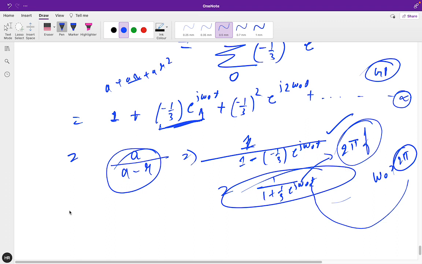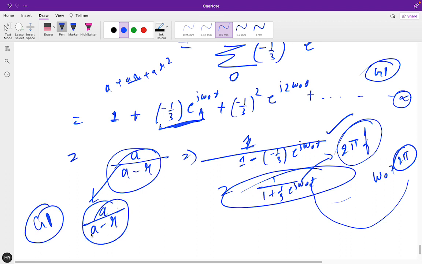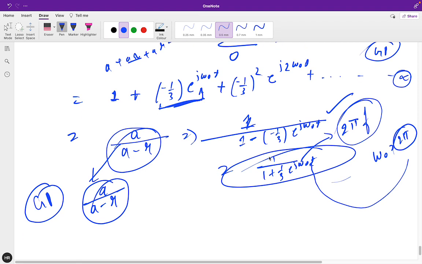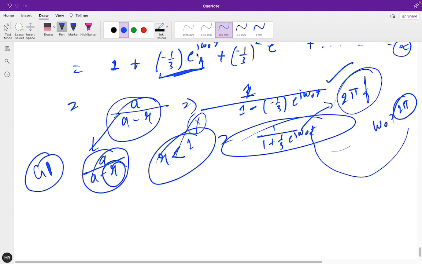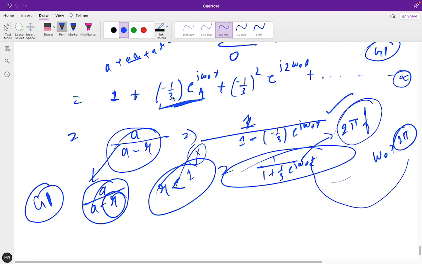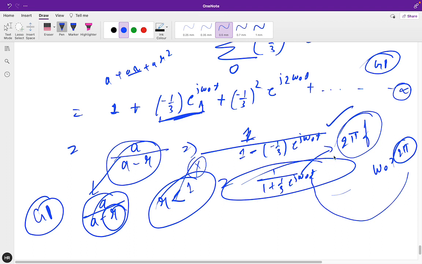You should know this geometric progression formula, a divided by 1 minus r, it is very important. One more very important thing: the value of r must be lesser than 1, it should not be greater than 1. If r is greater than 1, this formula is not applicable. We assume r is lesser than 1, and it will be, because whatever the functions you put here are divided by 3, so at omega naught equals 2 pi, your r value will be less than 1. The range of r should be between 0 and 1.